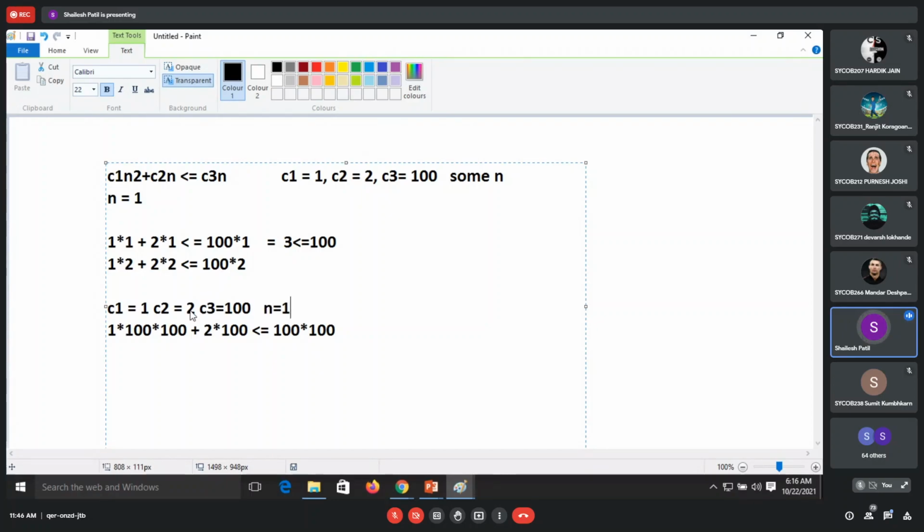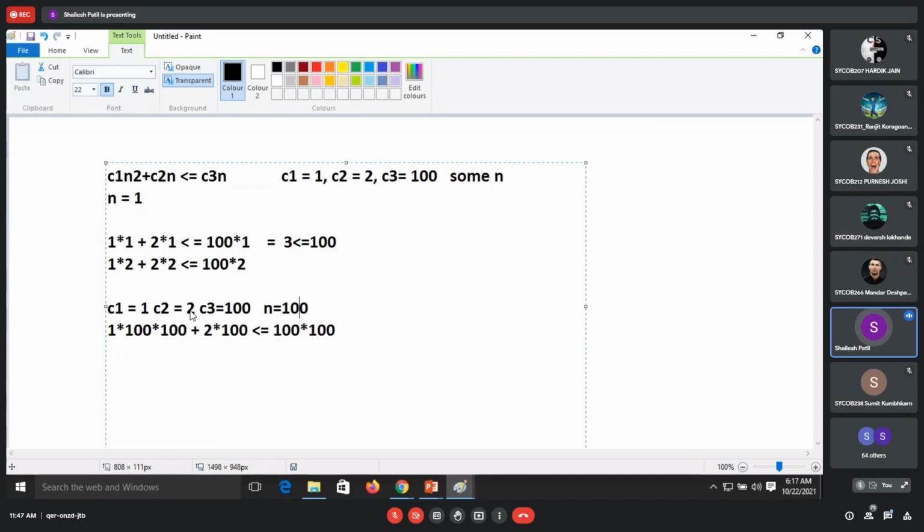The value of n we can take as 100. So what will happen? C1 is 1 into n square, that is 100 into 100, plus 2 into 100, less than or equal to 100 into 100.